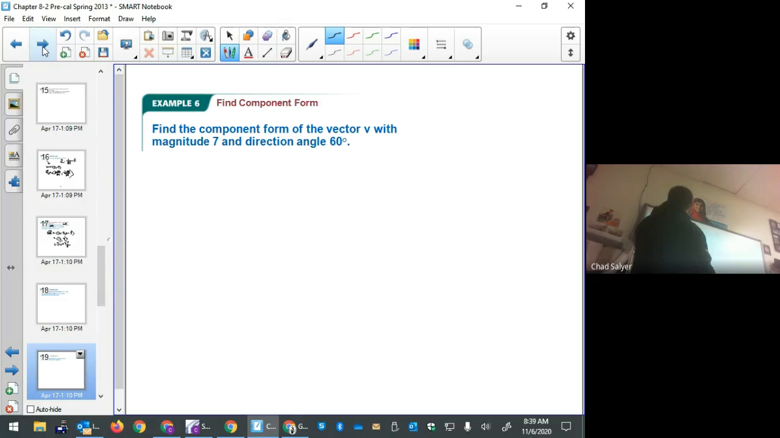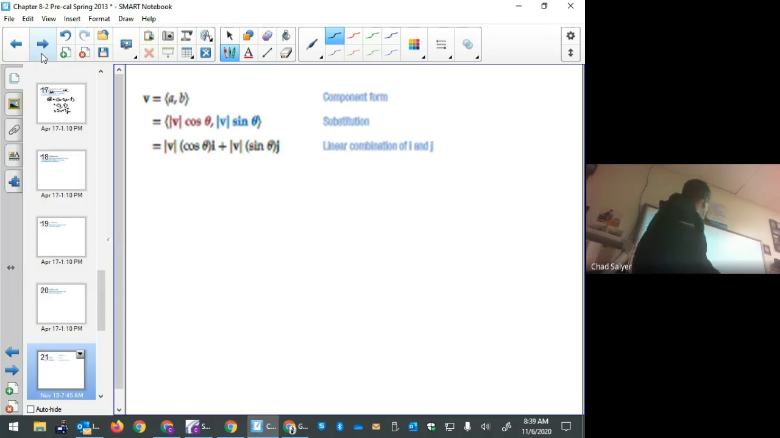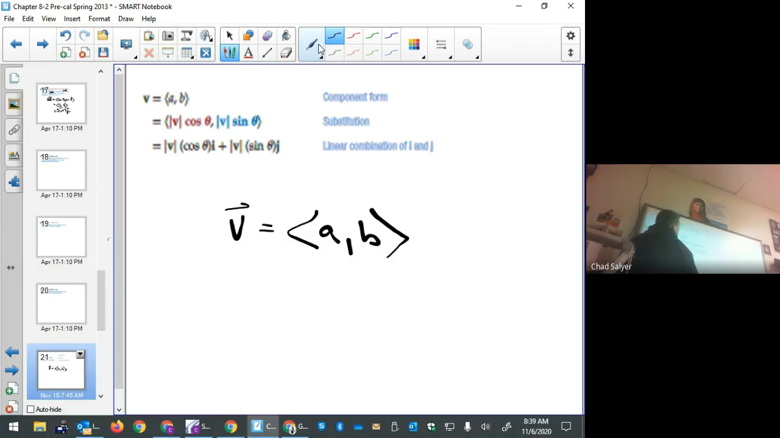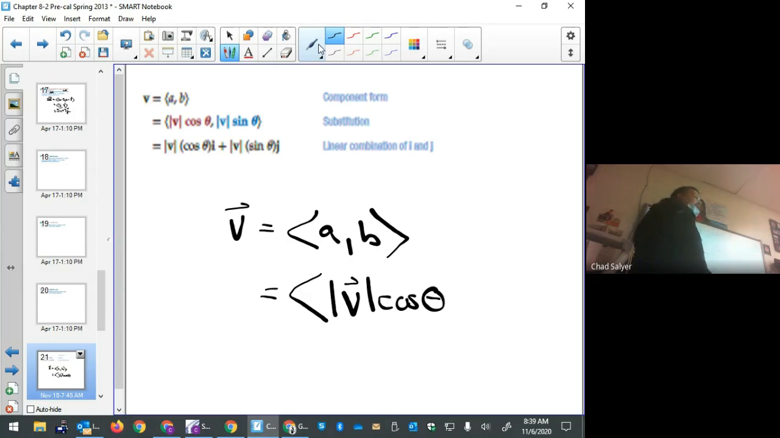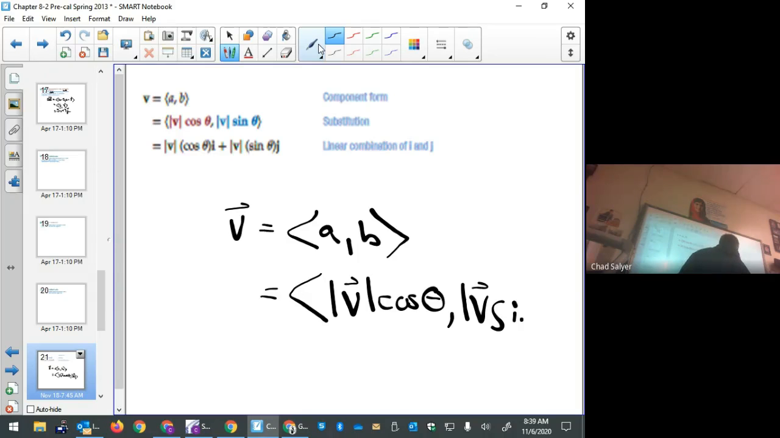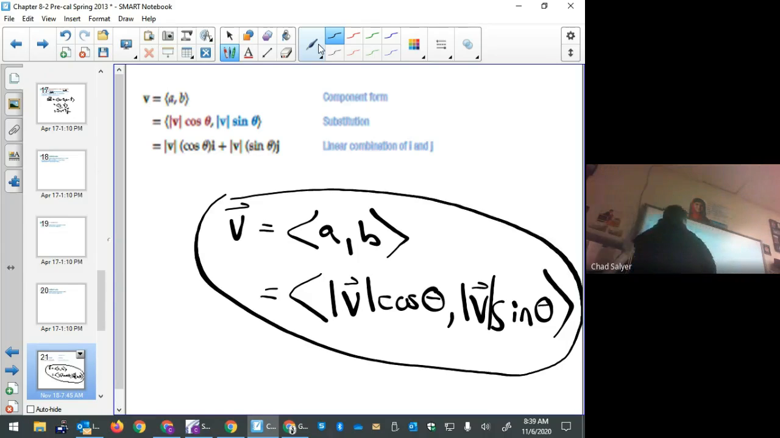So now we need some formulas that they didn't give us yet, which are, if I've got a vector with displacement a comma b, then I can rewrite that as the magnitude of v times the cosine of theta, where theta is its angle to the horizontal, comma, magnitude of v sine theta, where theta is the angle to the horizontal. So this formula we need before we proceed.